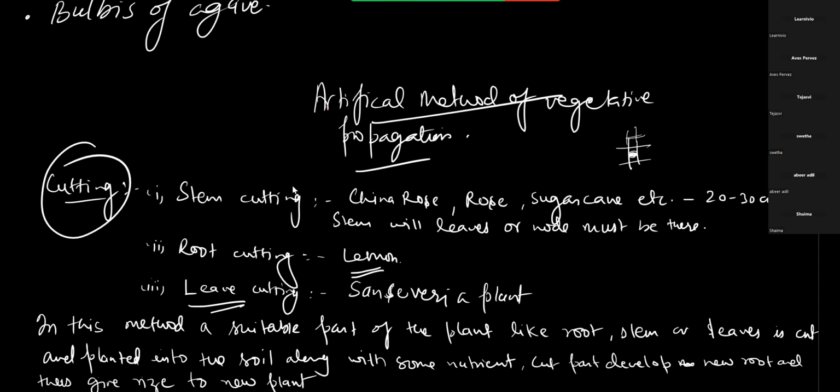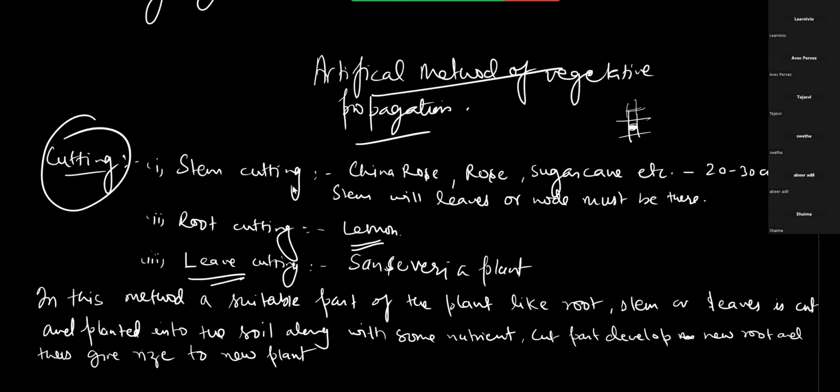So cutting is the method in which a suitable part of the plant, like stem, root, or leaf, is cut, and it has the capability to give rise to new plants when buried under soil. If we are using stem cutting, then we choose the part of the stem which has many branches and many leaves. If I'm talking about the rose plant, cutting in rose plant.